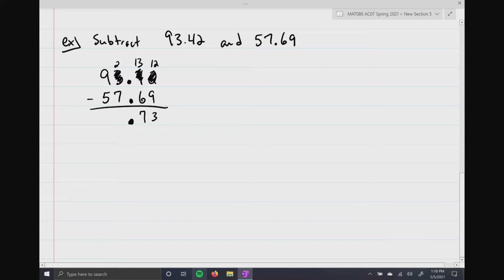Now I move over to, I said the tens position, I'm in the tenths position. Now I move over to the ones position. 2 minus 7, I can't do. I need to borrow. 12 minus 7, 5. And then lastly, 8 minus 5 is 3. So I get a final result of 35.73. Any questions there?